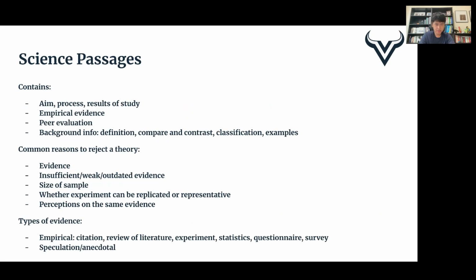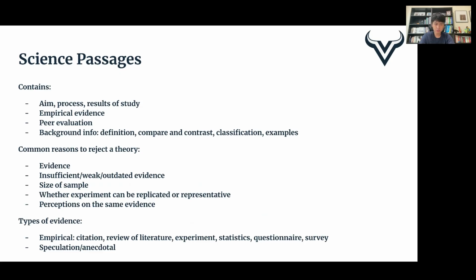Science passages. So, there are a few common elements of science passages in the SAT and common themes of questions that they ask that you should know about. So, these science passages normally contain the aim, process, and results of a scientific study. Empirical evidence will also be a part of it, evidence about the study as well as about background research. Peer evaluation, which is what other scientists or other professionals in the field have to say about the study, and background information about the subject. So this includes definition, comparing and contrasting, classification, and examples.